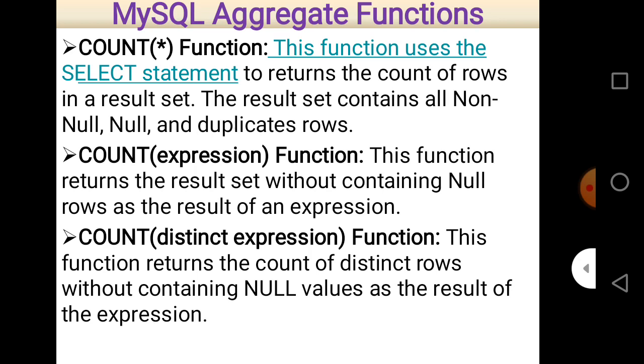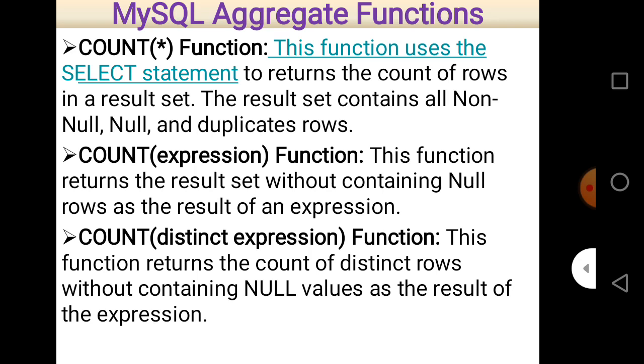Next is the count expression function. This function returns the result set without containing null rows as the result of an expression. The difference between count expression and count asterisk function is that count asterisk returns all values, whether non-null, null, or even duplicate, but in the case of count expression it is not so. The count expression function returns the result set without containing null rows; those rows which contain null values are not considered. That is the basic difference between count asterisk and count expression.